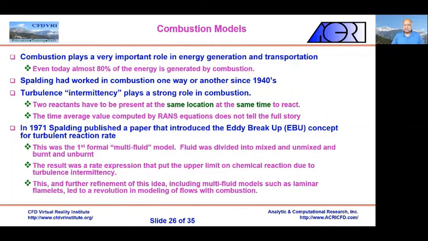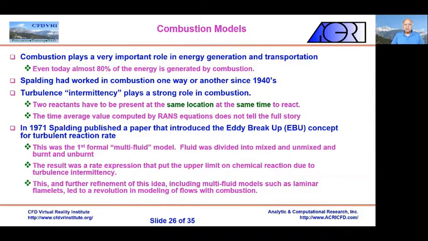Reynolds' equation gives you the time average value. It doesn't tell you the full story, that there may be an average value, but the two things may not be present at the same time. Not that different from a marriage, where you have to have two reactants present at the same time to have a product.